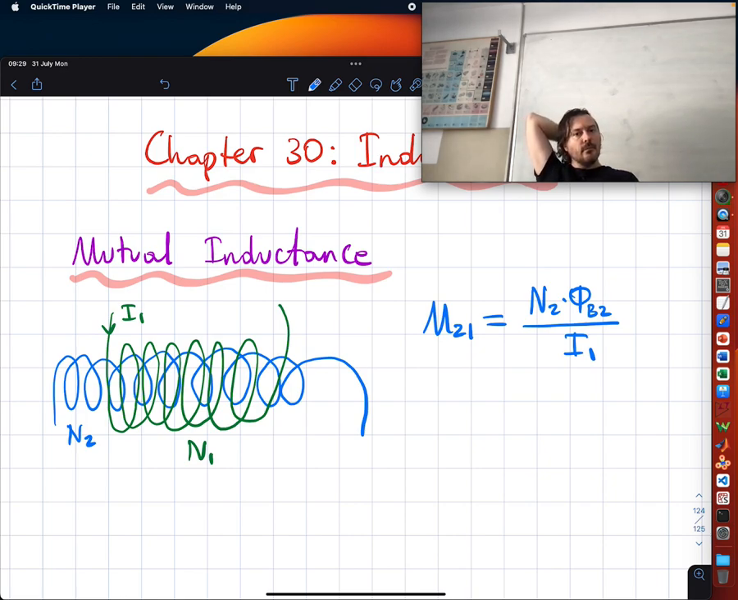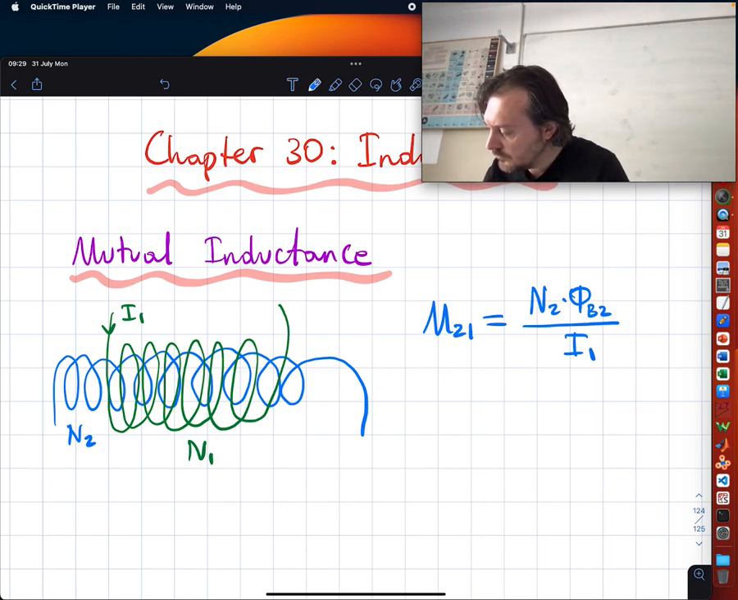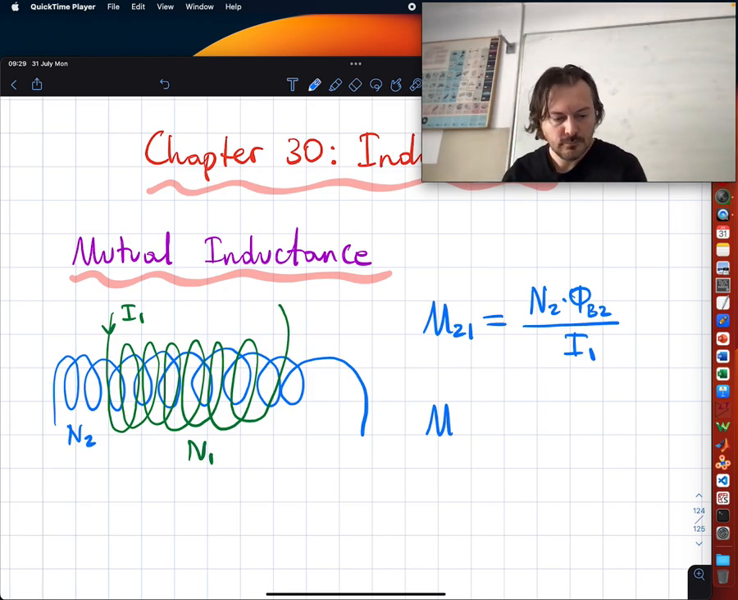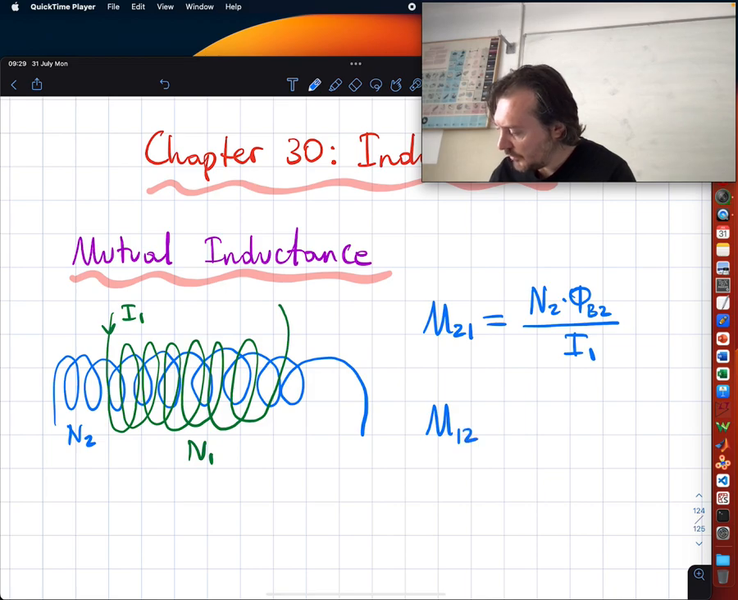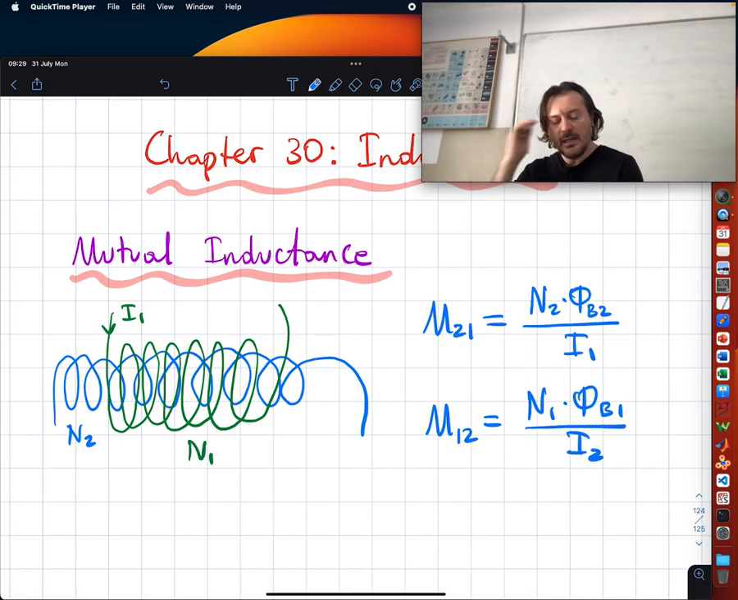Yes? I mean, phi can be found by B times A, and that B is created by the solenoid with the current going inside it. And what are you really asking? No, just that. So this is the definition, and it turns out that whichever way you do it, you are going to get M12 equal to M21.